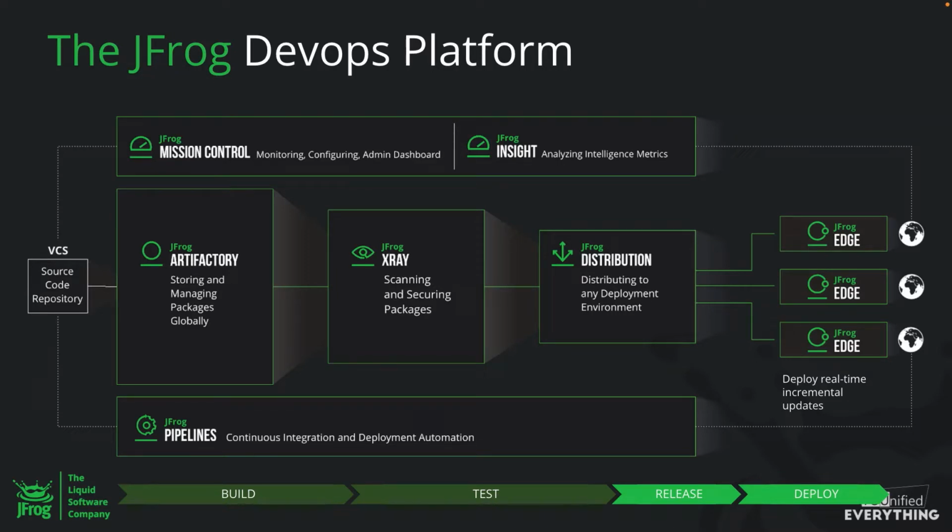And for our CI/CD, we can easily use JFrog Pipelines, which is written in YAML, and it's pretty straightforward, and I can show you some stuff later on to see how it's working. But basically we're providing a solution from our source code repository to our edge, to our distribution, that deploys real-time incremental updates.